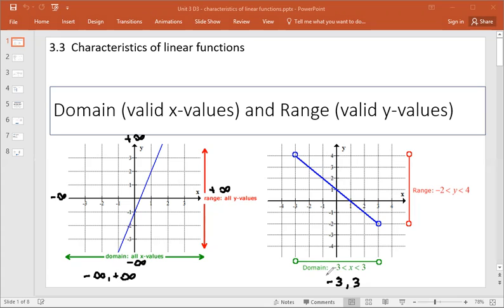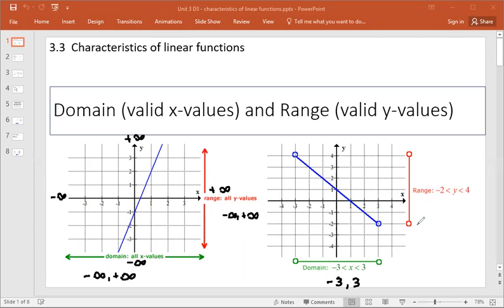Range is the y values. So back on our first example, that's how tall this graph is. Remember we said it's going to go on forever. So if I'm looking at the y-axis, the lowest value is negative infinity and the highest value is positive infinity. So our range would be from negative infinity to positive infinity. And the infinity symbol is really just a sideways 8.